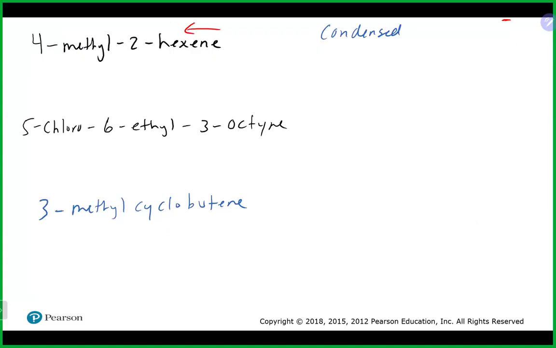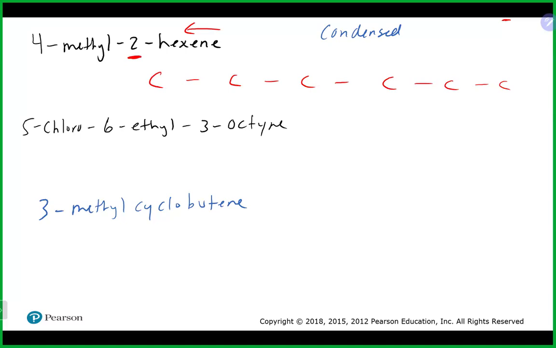So when we see hexene, the hex part of it really tells us it is 6 carbons. So that again is where you want to start, just the 6 carbons. The ENE tells us that it is a double bond, and the 2 tells us that it is at carbon number 2 where the double bond is located.